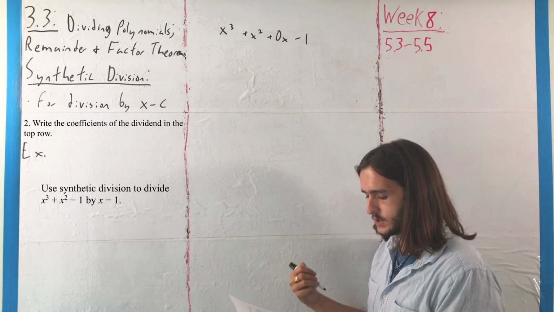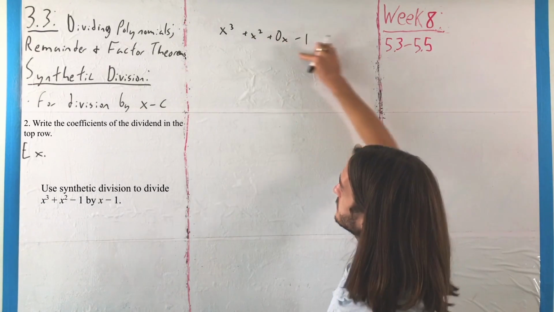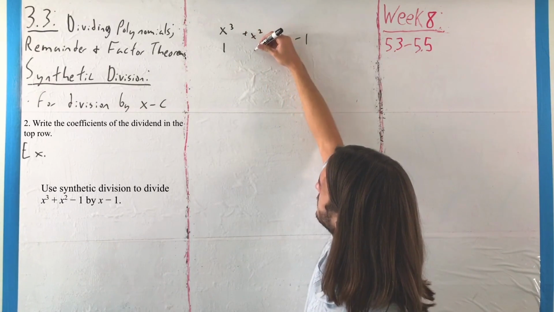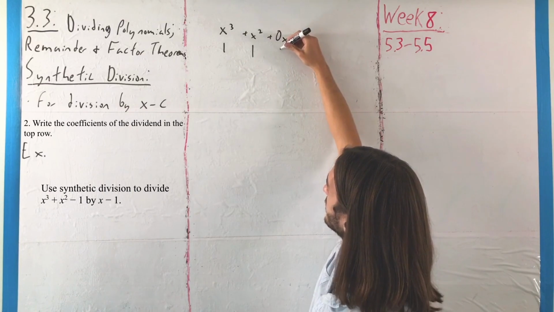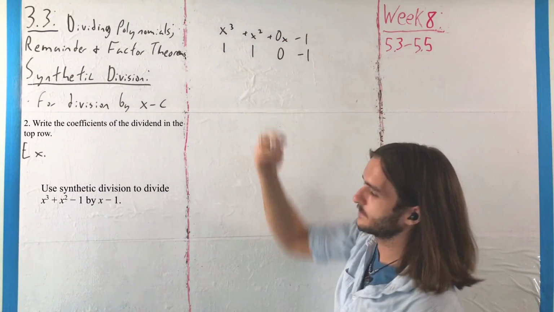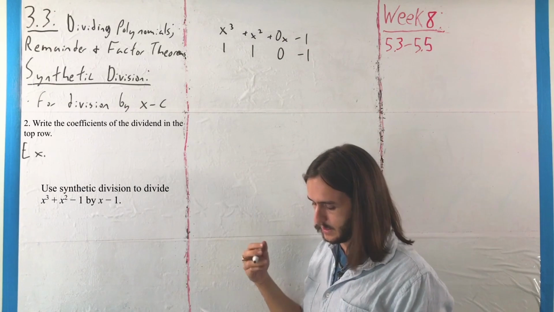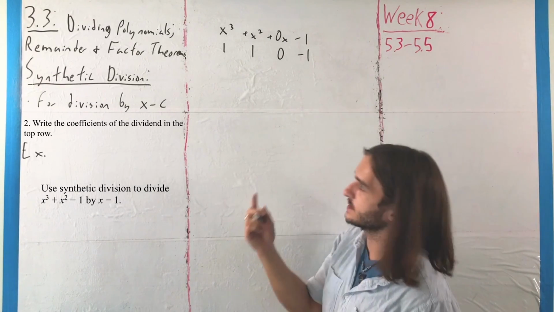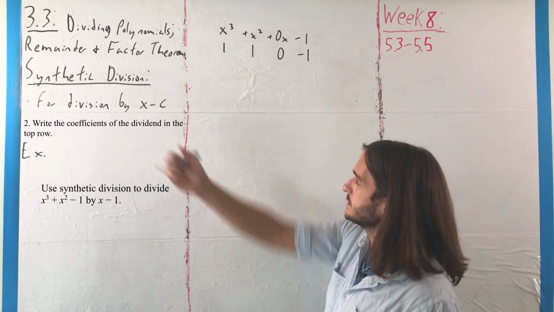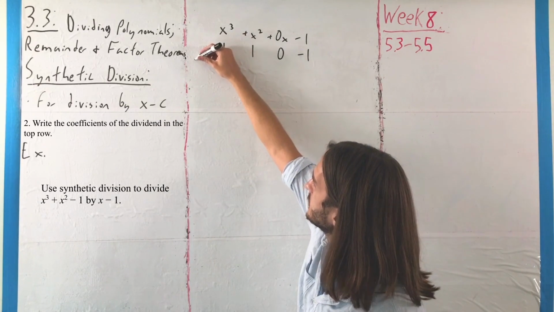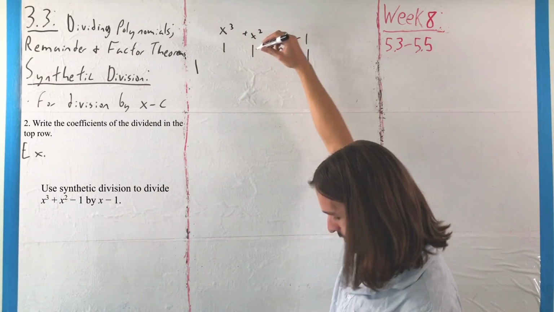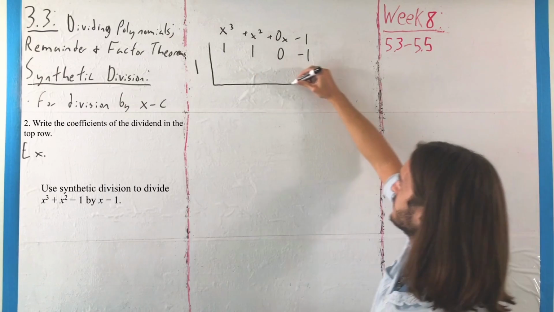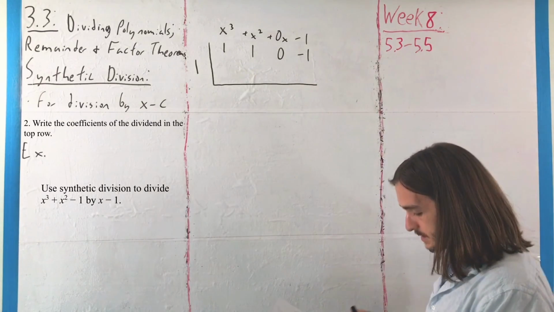We're going to write the coefficients of the dividend in the top row. That is, we're going to take these and turn them into something a little bit more tabular. We're going to have 1 for the x cubed, 1 for the x squared, 0 for the x, and minus 1 for the minus 1. And then next to that, we're going to make another row, and we're going to put in a c for the value x minus c. In this case, c is equal to 1. It's in that nice standardized form. So we're going to put this over here. I'm going to write in a 1, and then I'm going to sort of bar this off so we have it a little bit more organized in terms of how the pieces come together.